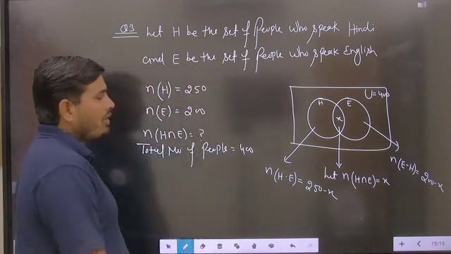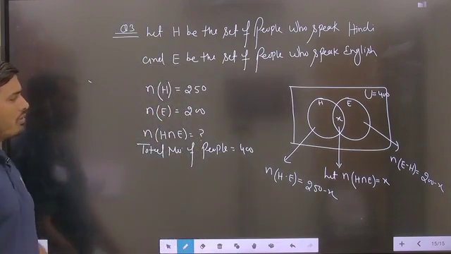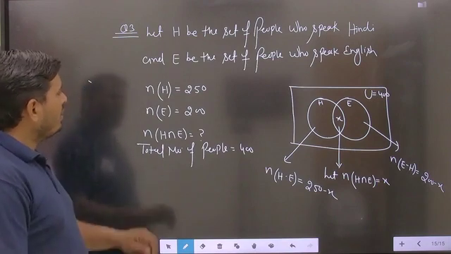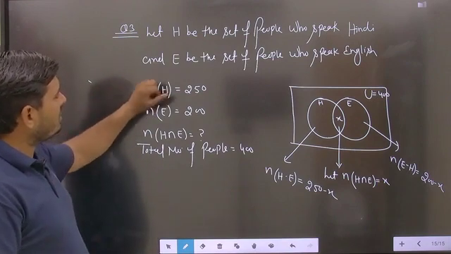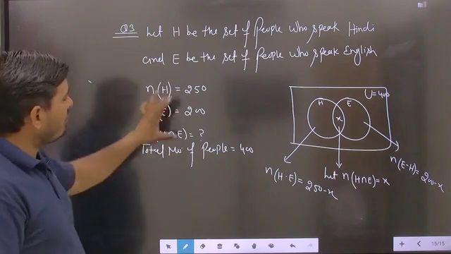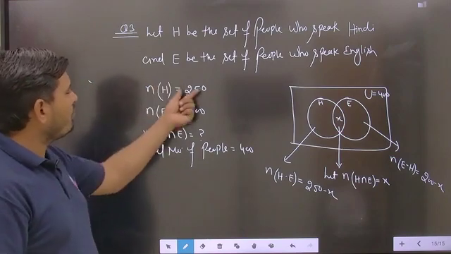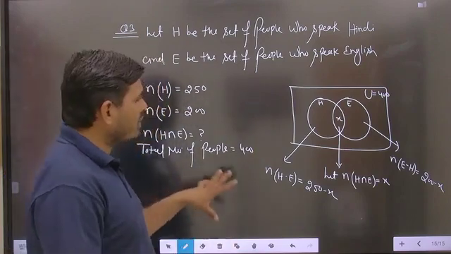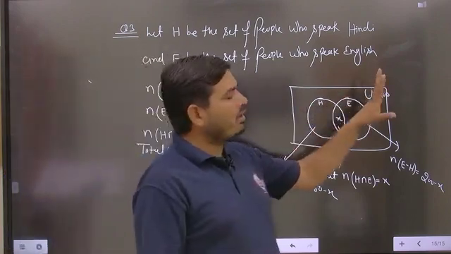Is it clear? Now according to the question, student, you can see one more important part. The total number of persons who speak Hindi is 250, and the total number of persons who speak English is 200. So if we add both parts, 250 plus 200, this becomes 450. But in this question, the total number of persons is 400.